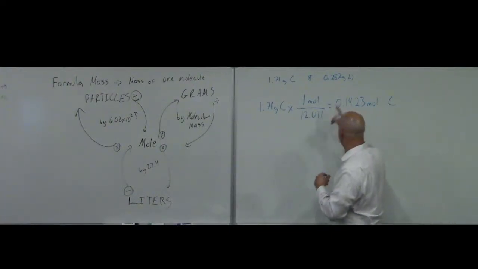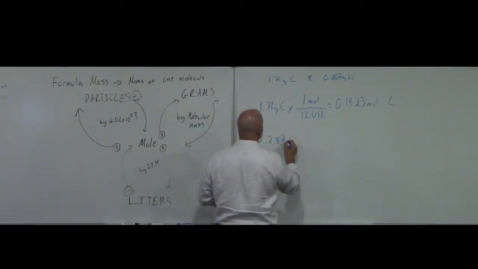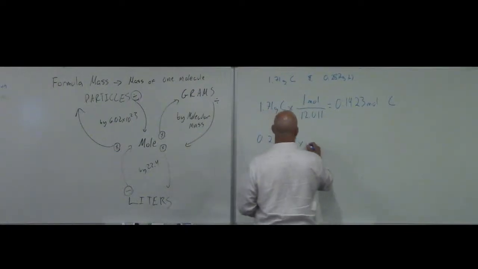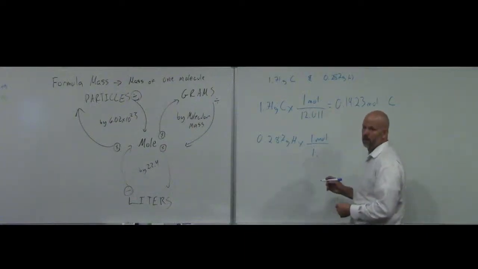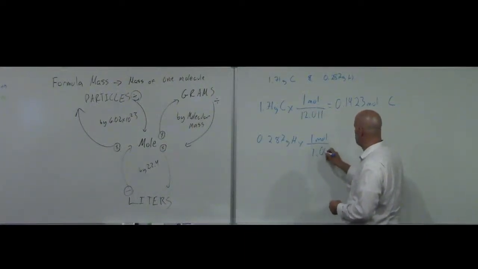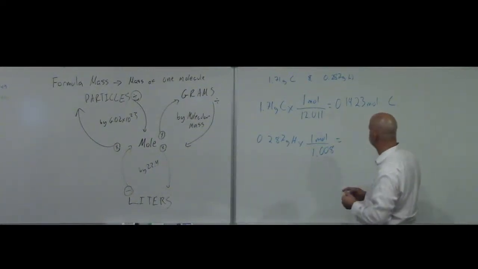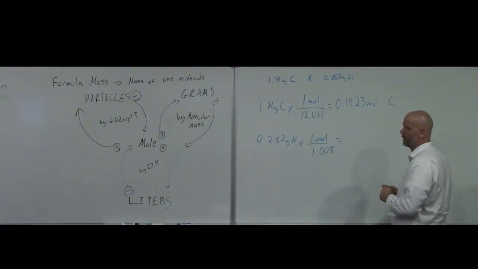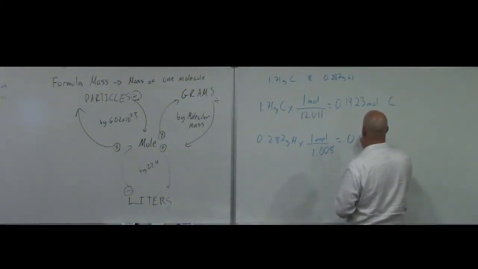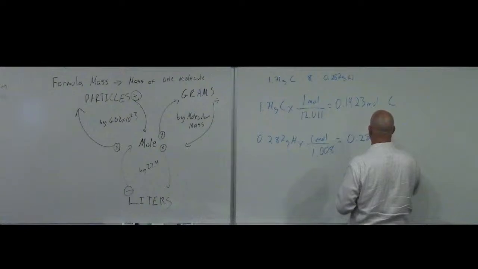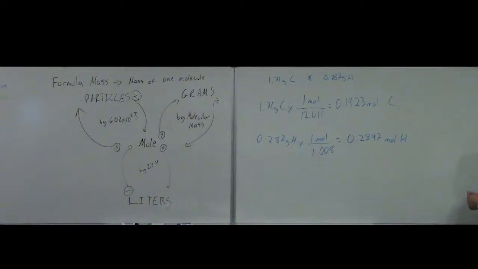All right, now let's come up with moles of hydrogen. So I've got 0.287 grams of hydrogen times 1 mole of hydrogen over 1.008. Okay, and what does that come out to be? 0.2847. 0.2847 moles of hydrogen, okay?